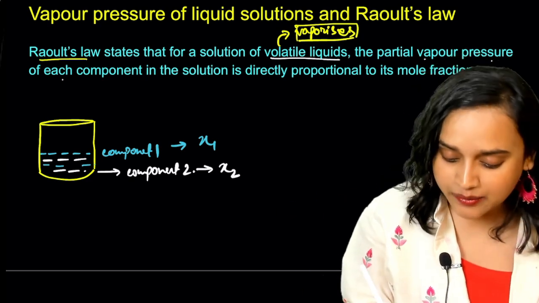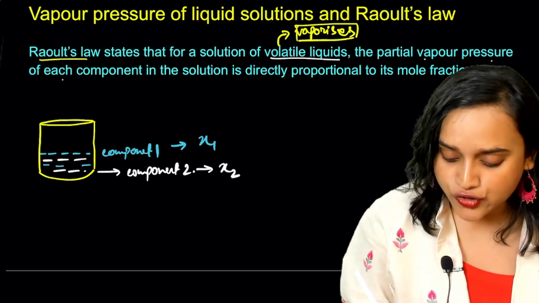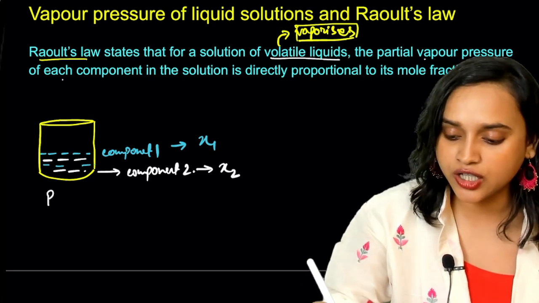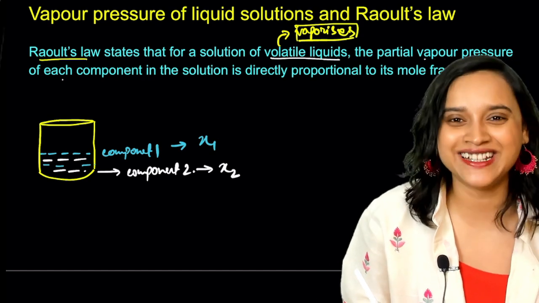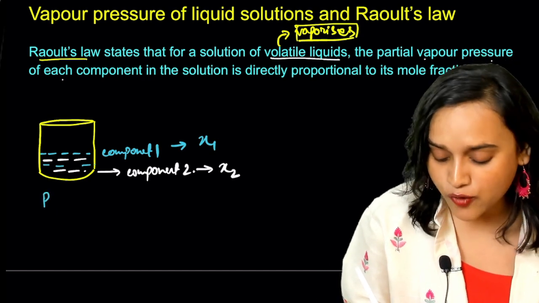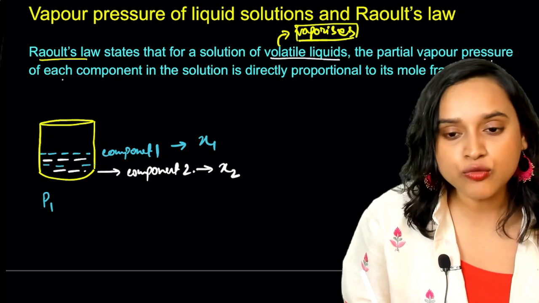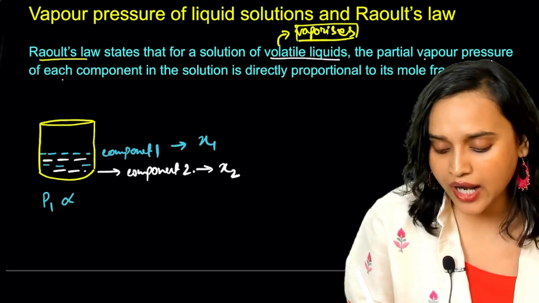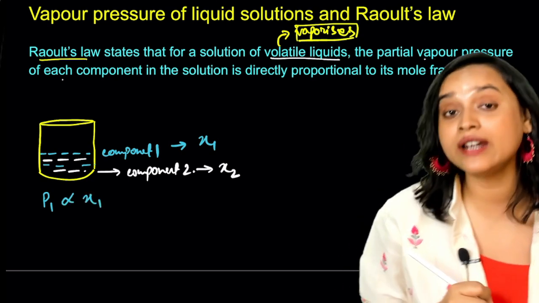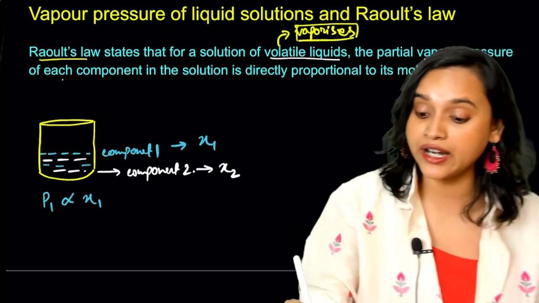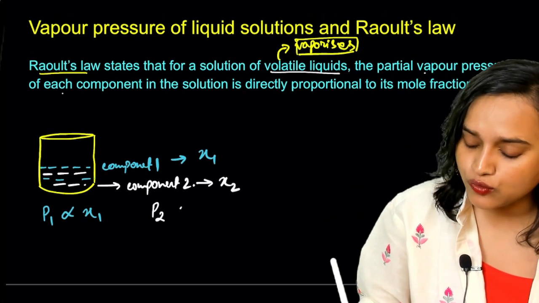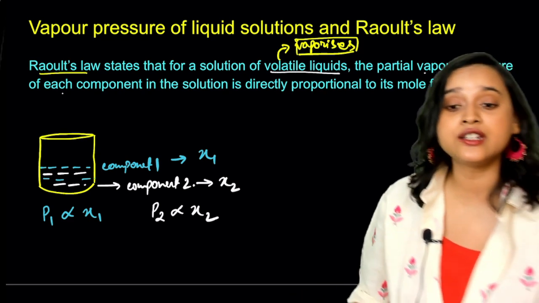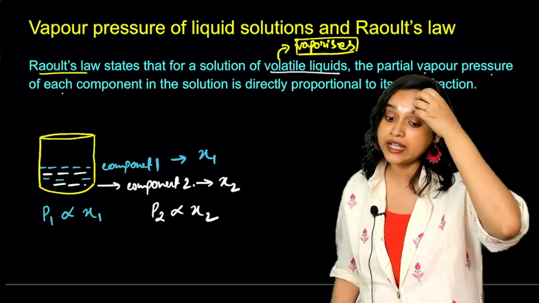That means that partial pressure. So can I denote the partial pressure of component 1, P1, as proportional to chi of 1? Does that look okay to you? Can I do this? Absolutely. Now for component 2, can I write it as P2 is directly proportional to chi 2? Can I do this, everybody? Will you all agree? Yes.